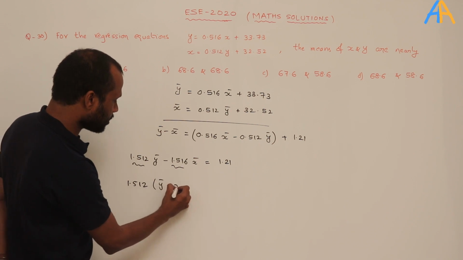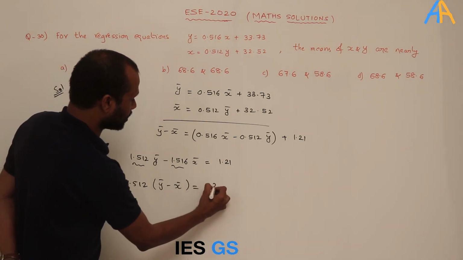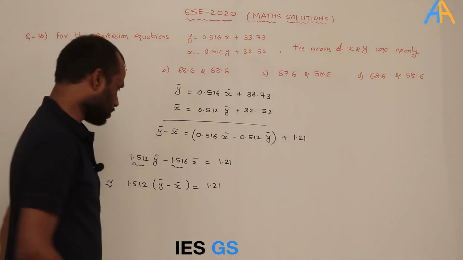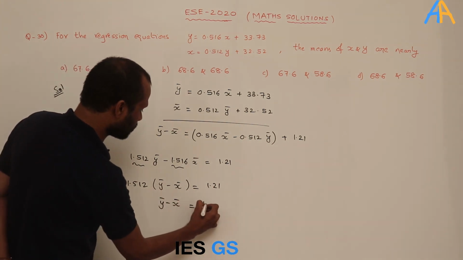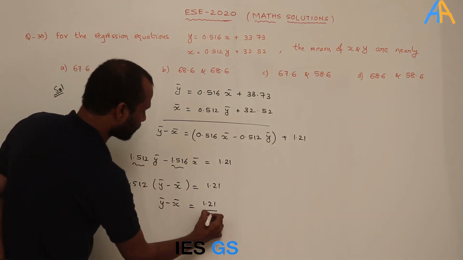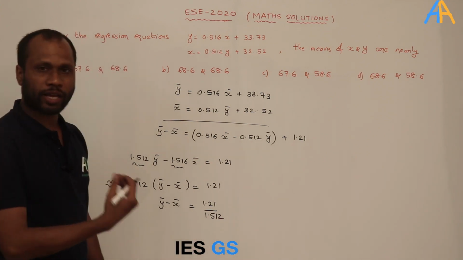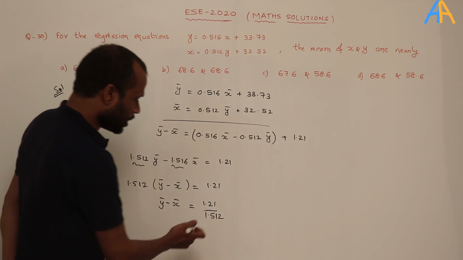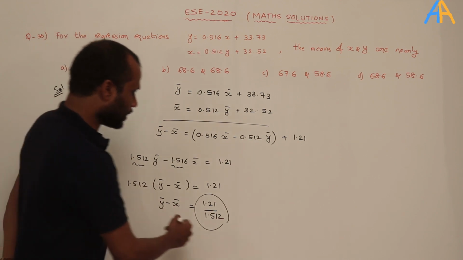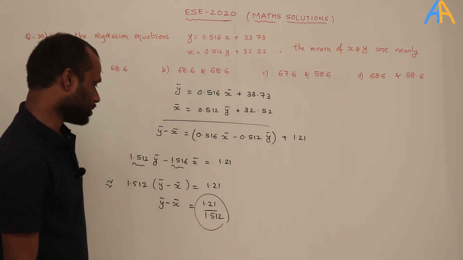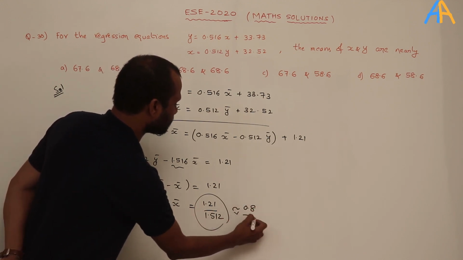Approximately, suppose these two values are the same, so I take out 1.512 as common. This will be 1.512 times y bar minus x bar, approximately equal to 1.21. Now y bar minus x bar will be equal to 1.21 by 1.512. This is not exact, but approximately the same. That means this value would be somewhat less than 1, approximately equal to 0.8.